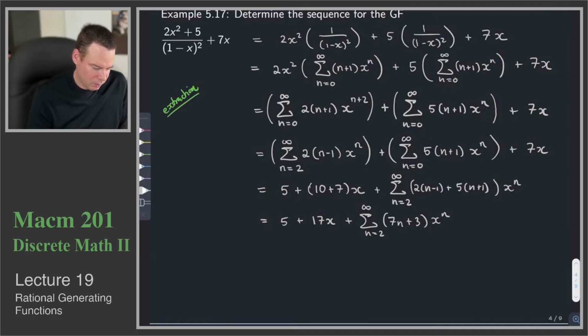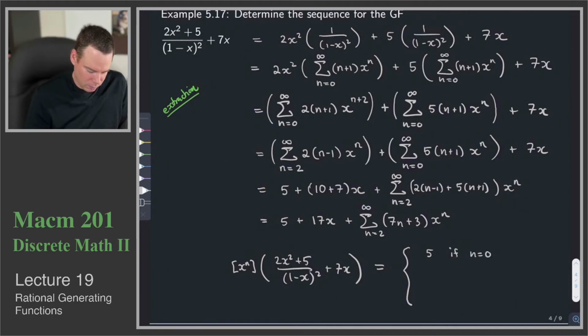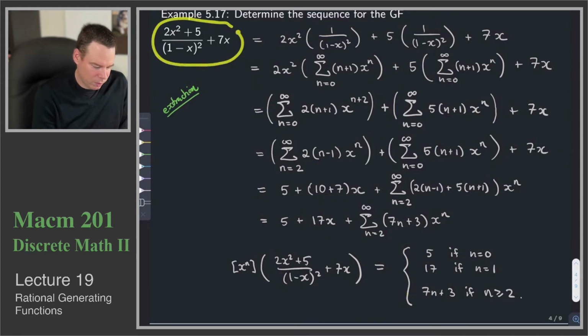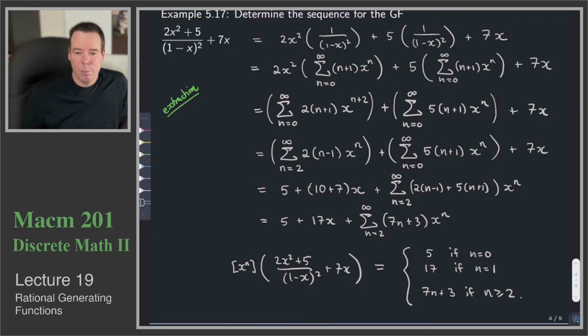So what is the sequence that this rational generating function that we started with represents? Well, we've now written it as a series, and I can now read off the coefficients. And so the sequence is the coefficient of x to the n in 2x squared plus 5 over 1 minus x all squared plus 7x. That coefficient depends on where we are. So it's either 5 if n is 0, or 17 if n is 1, or otherwise it is 7n plus 3 if n is greater than or equal to 2. And so there we go. We have found the sequence that this rational function represents. So this rational function is the compact form of the generating function, which is defined by this sequence.